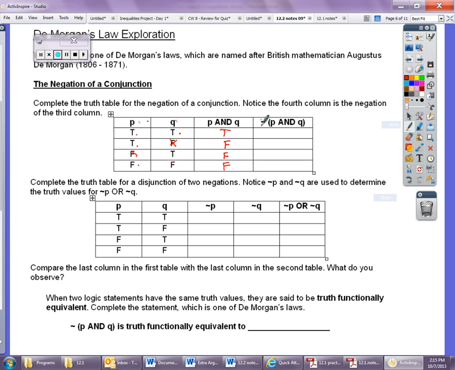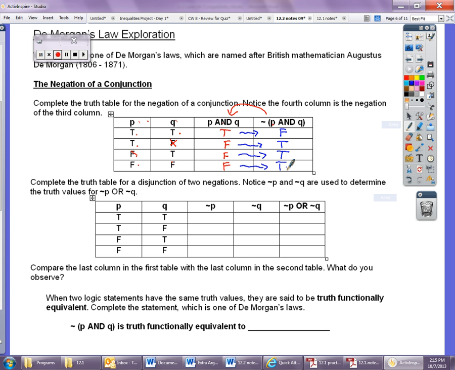Now this says negate P and Q. So we are going to negate every single thing in this column. What happens here is true becomes false, false becomes true, false becomes true, and false becomes true. So we negated everything in this column.